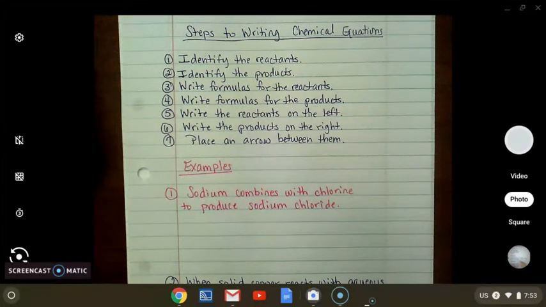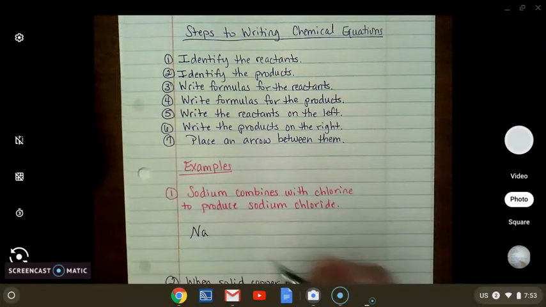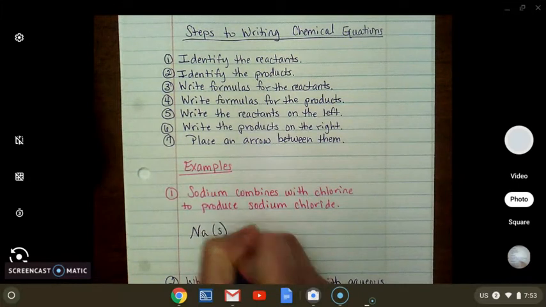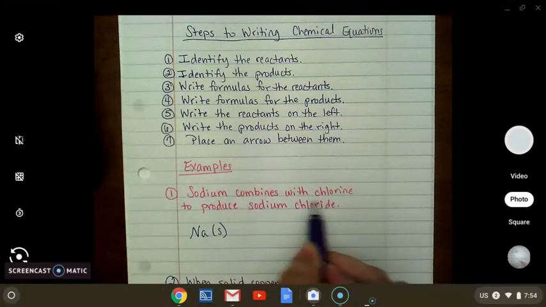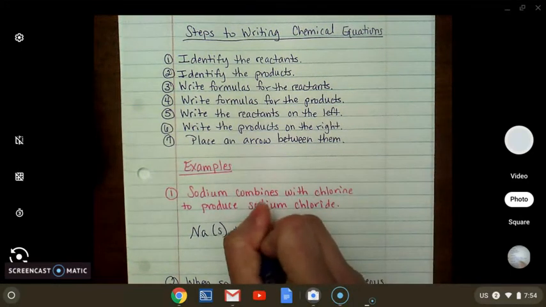And on this one, you have sodium combines with chlorine to produce sodium chloride. If you notice with this one, I did not put any states of matter in here, but we should be able to figure it out by what's written. So sodium, you know, is a metal. All metals are solid except for mercury. So sodium symbol is Na. We know it's a solid, so we put an S. It combines with, that means you're adding it, chlorine, which is Cl.